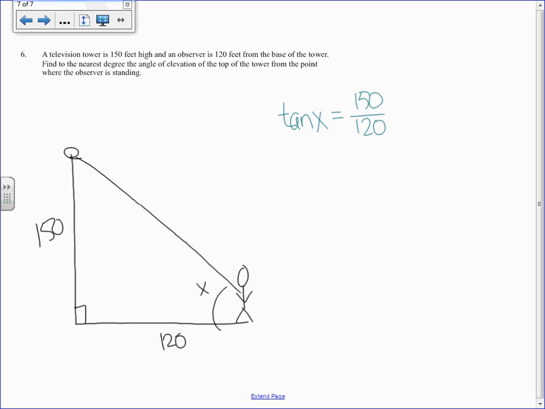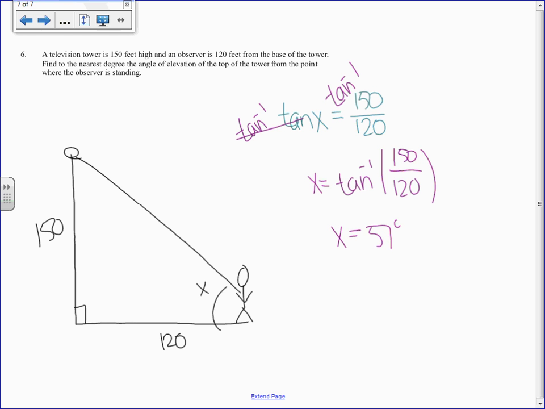Right, tangent is opposite over adjacent. I need to get rid of my tangent, so I just have x by itself. So I'll do the inverse tangent of both sides. So x is equal to the inverse tangent of 150 over 120. Pop that in your calculator. Inverse tangent 150 divided by 120. And that is going to give you, to the nearest degree, round down, x is equal to 51 degrees.